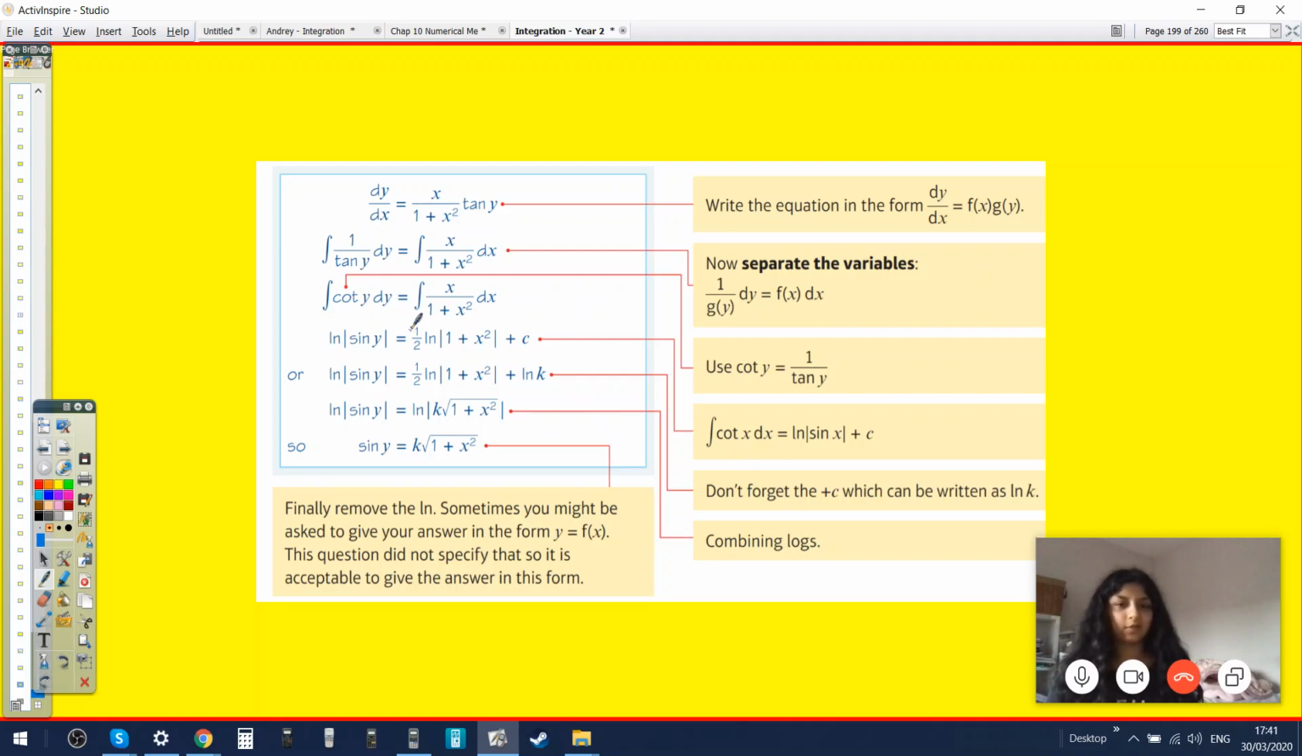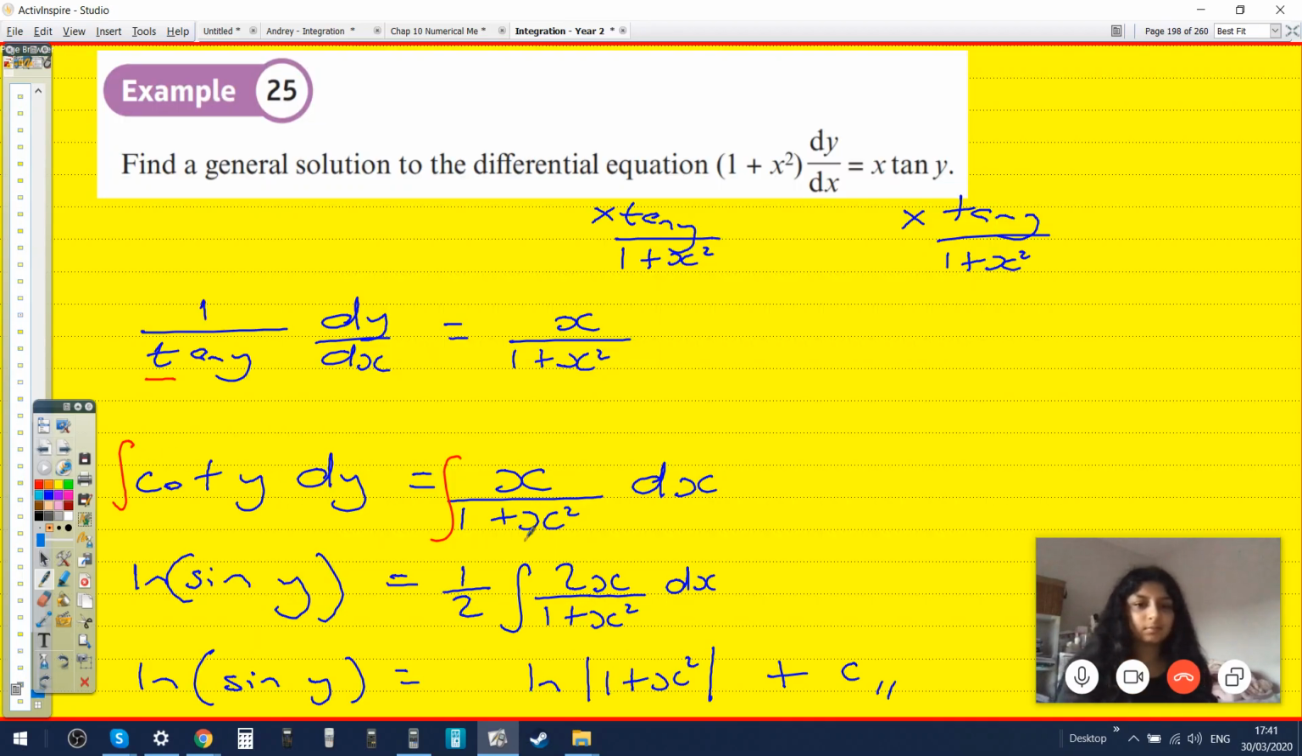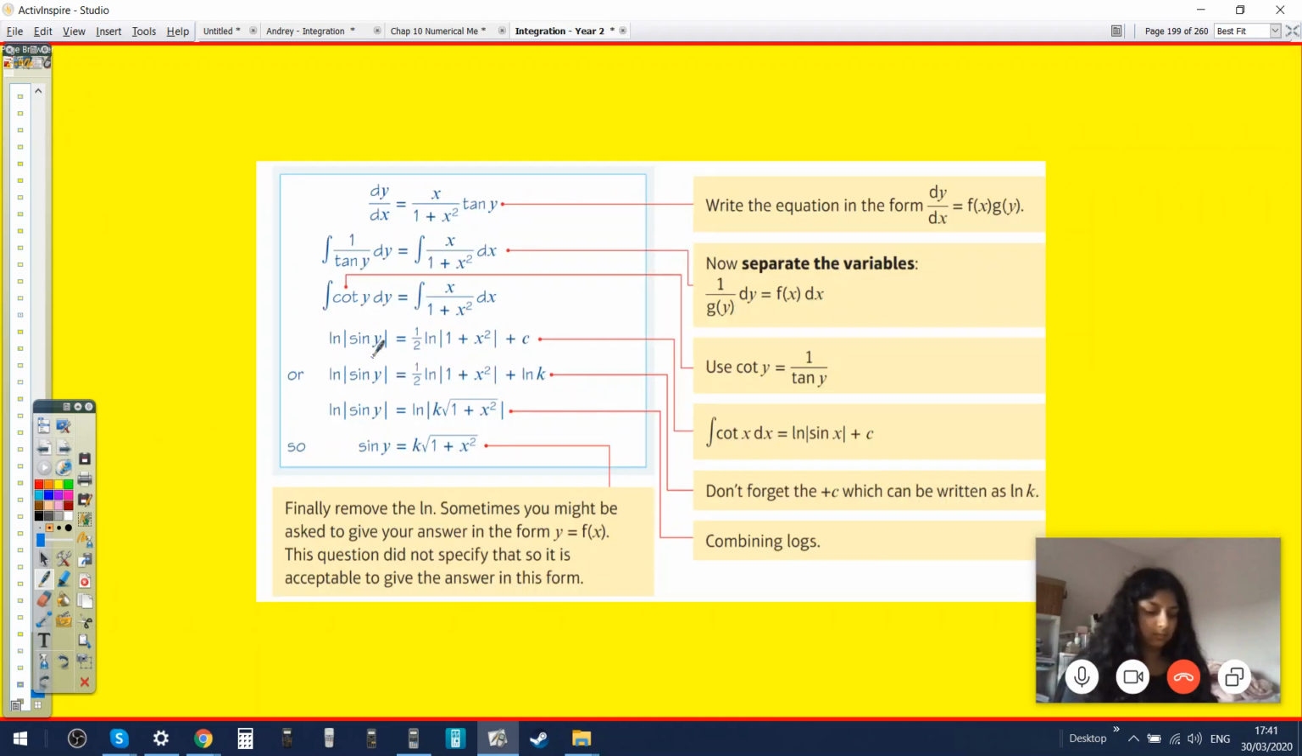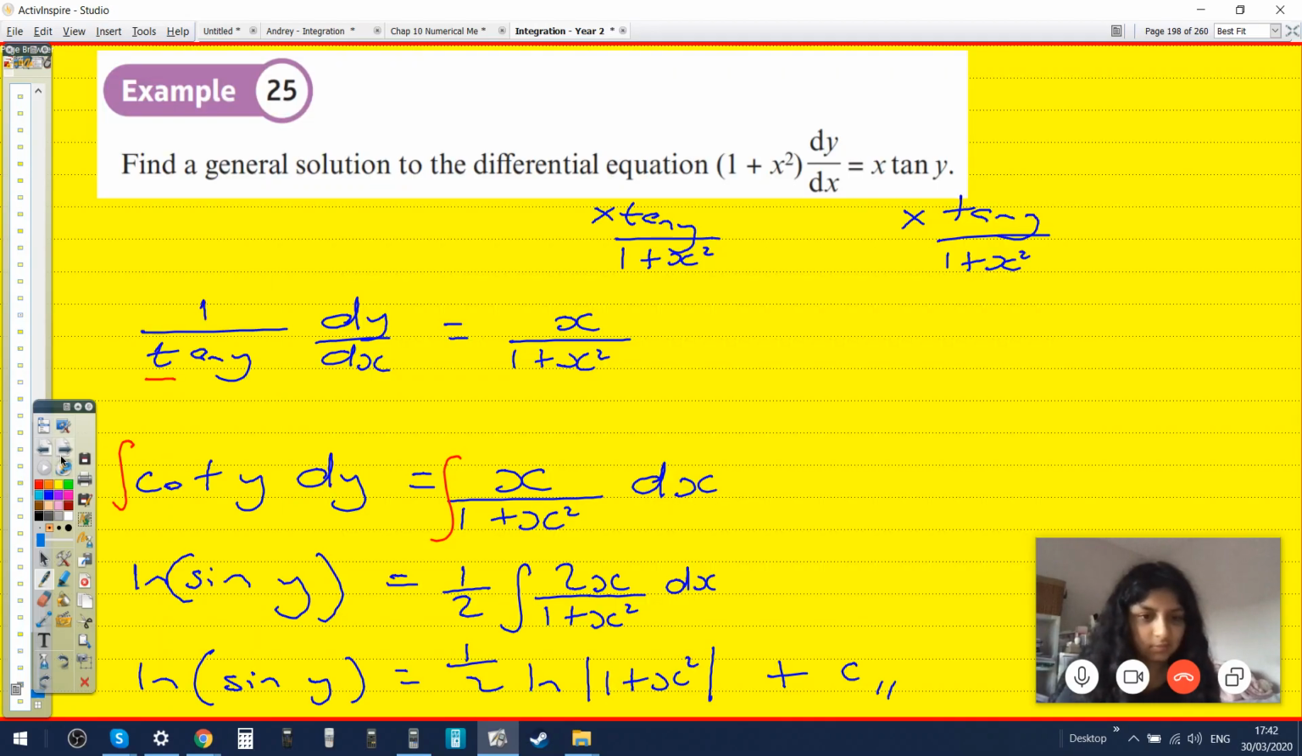ln sin y, half. Yeah, we forgot our half. Yeah, so just lots of different ways. It says remove the ln at the end. So you do remove the ln. Okay. I mean, they're both ln, so it's not that hard.